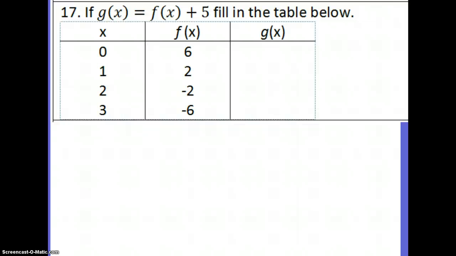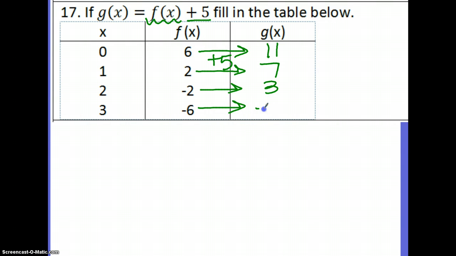If g(x) equals f(x) plus 5, then to get g, we're going to take f and add 5. So 6 plus 5 is 11. We're going to add 5 to every f value. Take f and add 5. So we got 7, add 5, 3, add 5, negative 1.